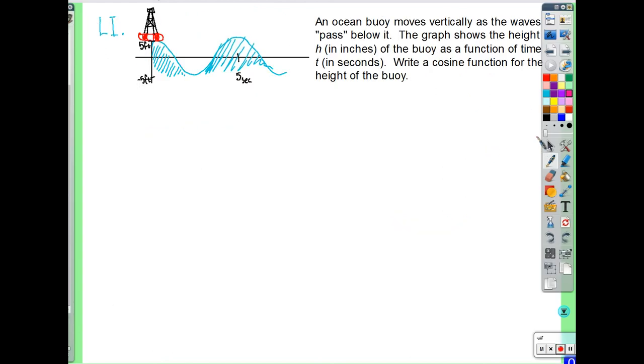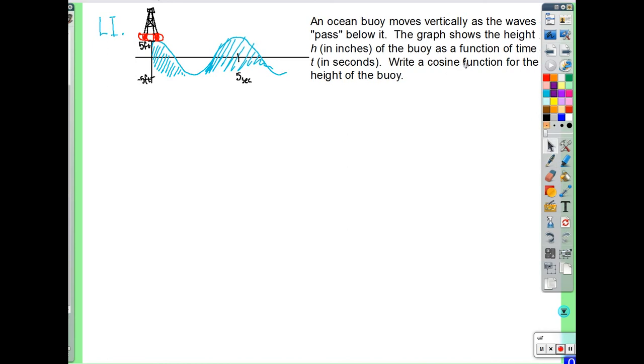Okay, so this is a lot like the piston problem, except it's a buoy. But the idea here is the same. We've got a cosine wave, right? It starts at its maximum and then goes down and up like that. Let's see what's changed. Well, its amplitude is 5, right? And its period is 5 as well, 5 seconds. This is 5 feet.